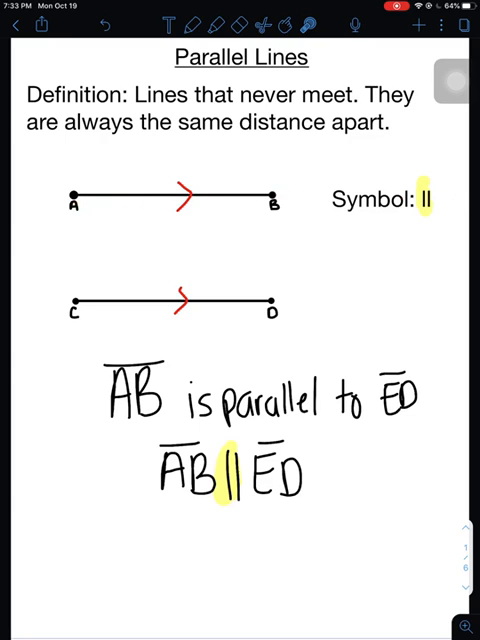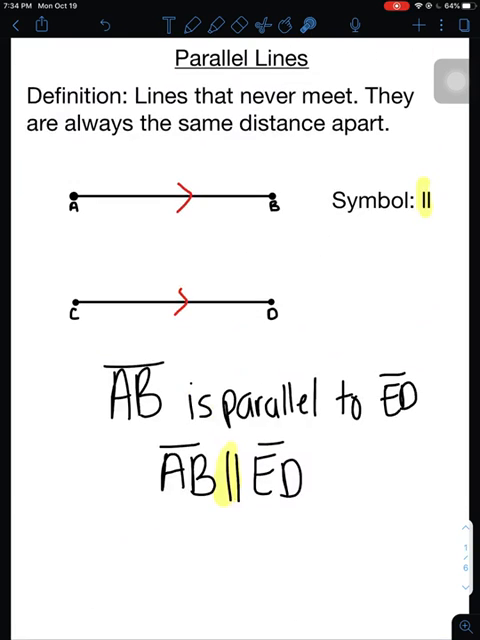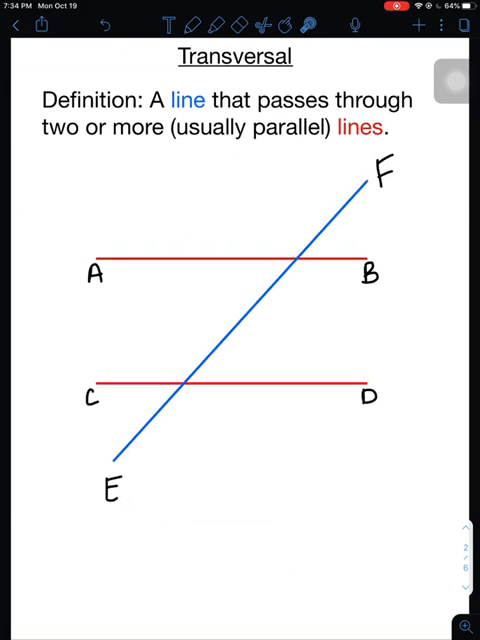Keep in mind, parallel lines never meet. So these can go on forever and ever if they didn't have endpoints, and so can this one, and they'll never meet. Something else that's important is that they're the same distance apart. So if AC are 10 feet apart, all throughout it is 10 feet apart. They never get closer to each other or further away. They're always the same distance apart. Okay, so that's parallel lines. You can pause the video and take some notes down. And now I'm going to move on to transversals.